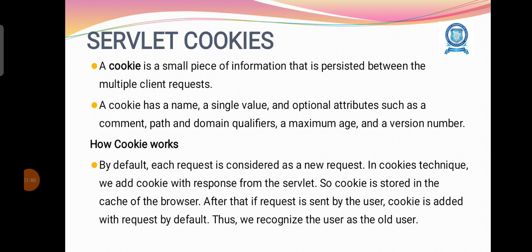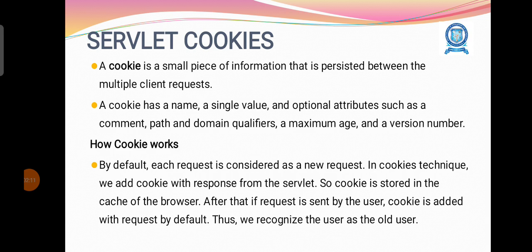Servlet cookies. A cookie is a small piece of information that is persisted between multiple client requests. A cookie has the following attributes: name, single value and optional attributes such as comment, path and domain qualifiers, a maximum age and a version number. By default, each request is considered as a new request.